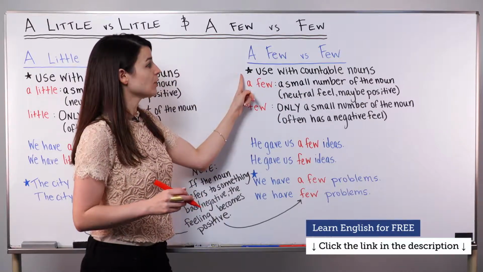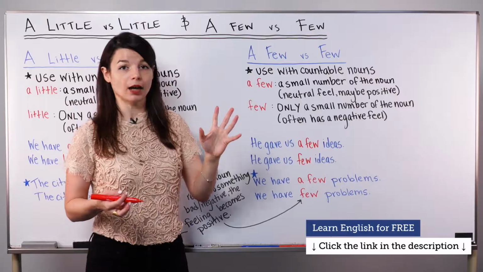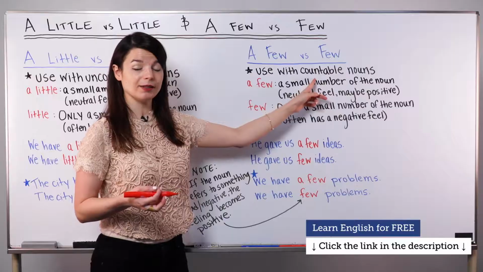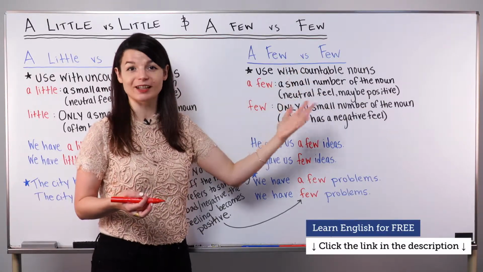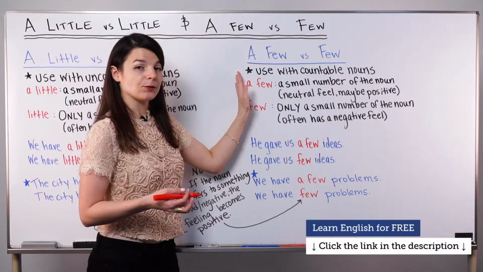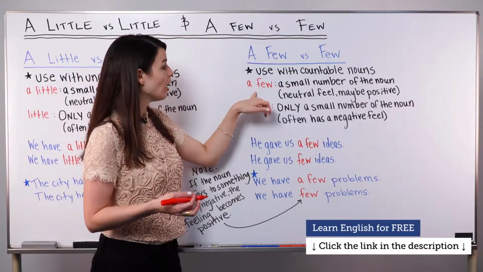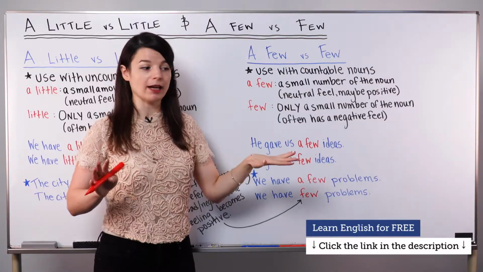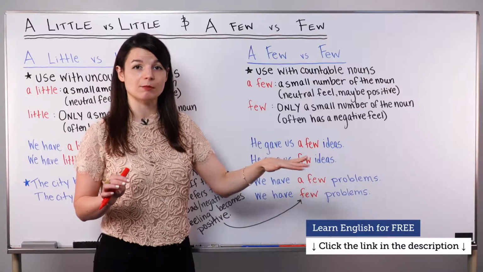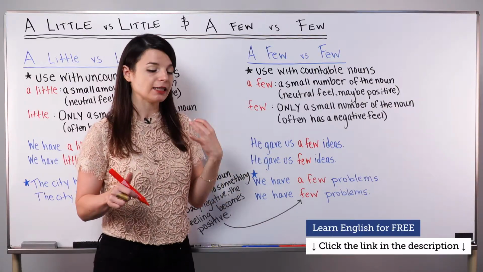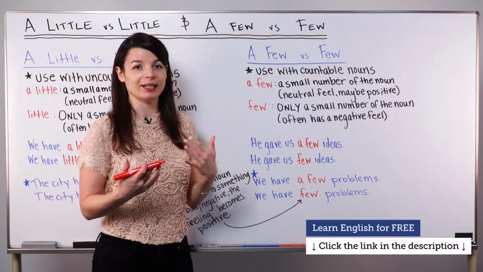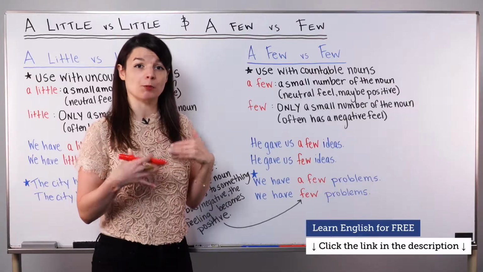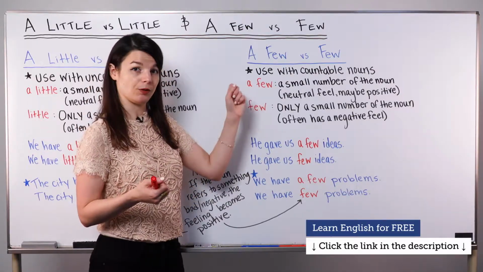So we talked about using little and a little with uncountable nouns. Few and a few are used with countable nouns, nouns that we can count with 1, 2, 3, and so on. So just as with a little and little, a few communicates a small number of the noun, and it's just a general, neutral kind of fact statement. There's no positive, no negative, unless the speaker chooses to create some feeling, like they use their voice to make the statement sound more positive. We can use a few to do that.